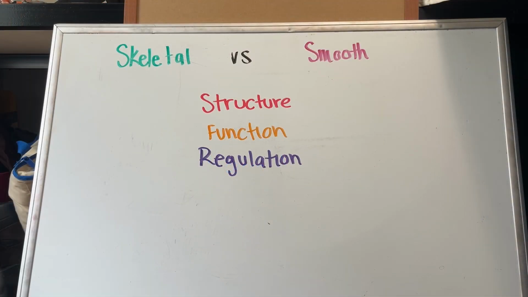So now we're going to compare and contrast skeletal muscle versus smooth muscle. Starting with the structure of both, with skeletal muscle, it's striated due to the organization of the sarcomeres. It has long cylindrical fibers or cells. It's multinucleated, with connective tissue sheaths. It has well-developed T-tubules and sarcoplasmic reticulum, sarcomeres that have distinct Z lines, A bands, I bands, H zones, and M lines.